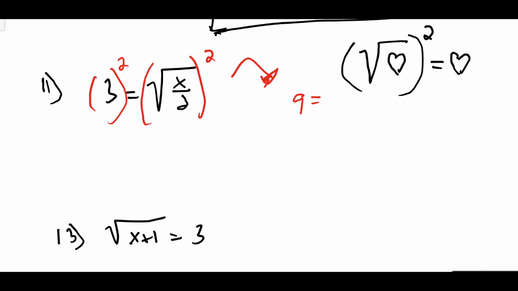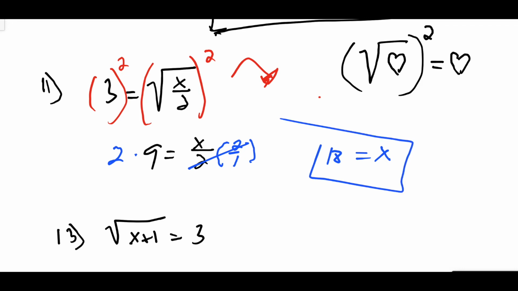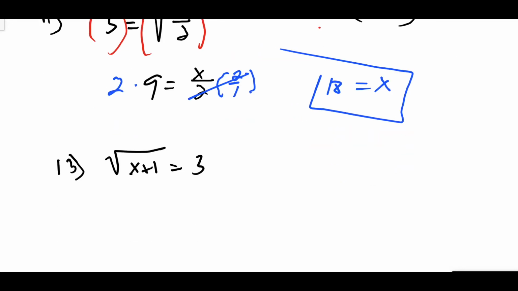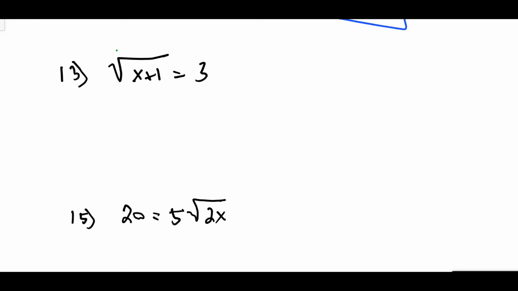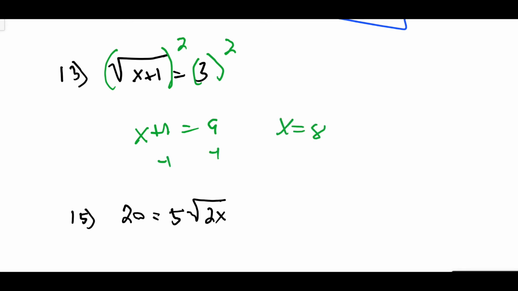Wait, hold on. Okay, so we got x over 2 equals 9, boom, shockwave. Multiply both sides by 2, which I'll do as 2 over 1 there and 2 over there, and pow, that's gone. You're going to get x equals 18. Is that what you got? Yep, all right, next one. Number 13. Power up. X plus 1 equals 9. Minus 1, minus 1. X equals 8.